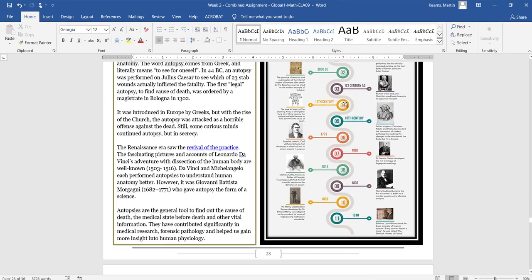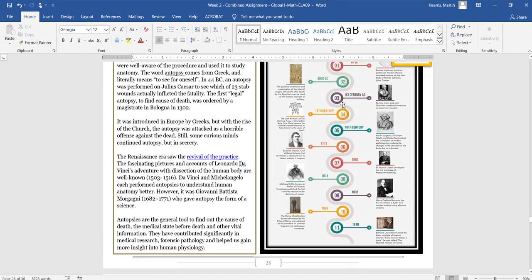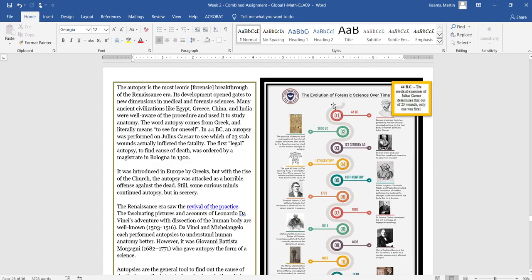And down here, we have a timeline of the evolution of forensic science. And in here, I'm going to read this to you because it might be a little blurry, okay? It says 44 BC, the medical examiner of Julius Caesar determined that out of 23 wounds, only 1 was fatal.